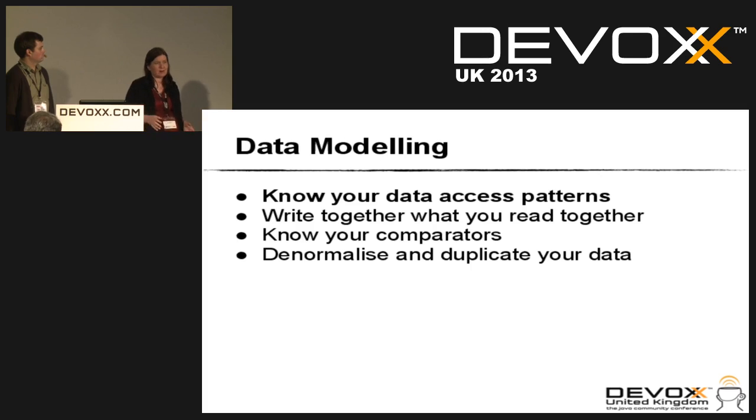And the way you get the data together, there are two methods. One is to know your comparators. So make sure that you choose appropriate comparators. And please use composite columns. So use those comparators of comparators to achieve the appropriate ordering for your data. And the other way is to denormalize and duplicate your data. So it's very different from how you would normally design your database in a relational database. And we'll look at some examples.